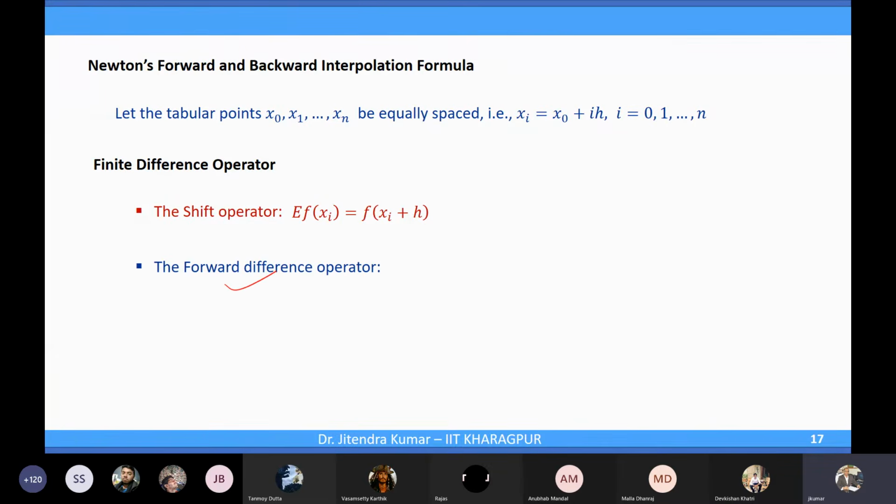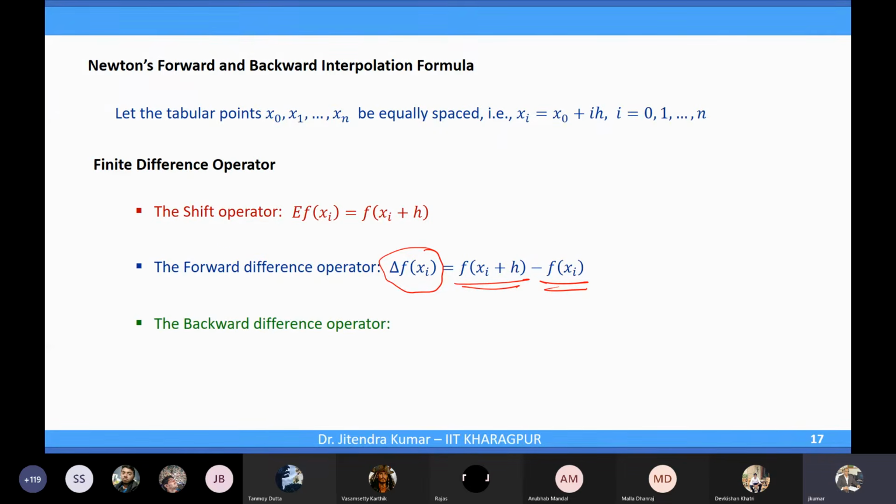The forward difference operator, difference, yeah, so there should be some minus sign. So the forward difference operator is given by delta f(x_i). What is delta? When you apply it on f(x_i), you go forward and then minus that point itself: f(x_i + h) - f(x_i). This is called the forward difference operator. You go first forward, then minus the point itself, that is your delta.